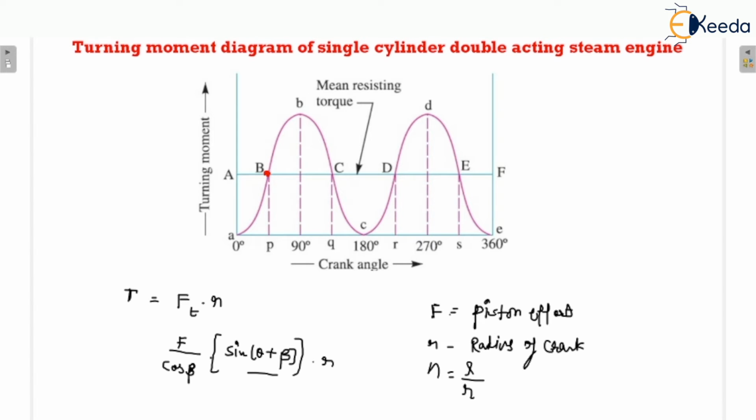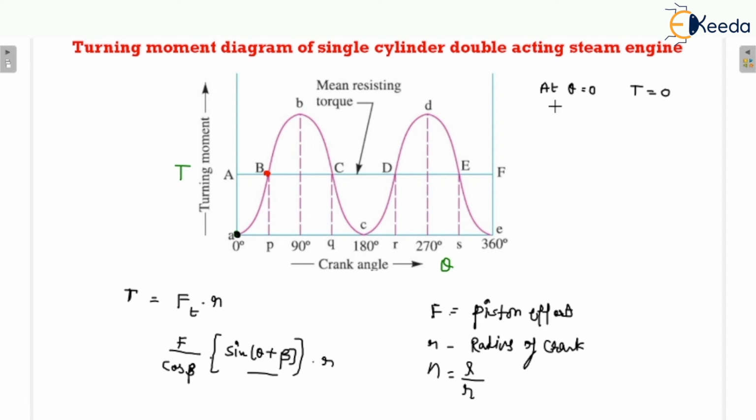Now we need to understand the diagram carefully. This is the turning moment T, and this is the crank angle theta. Here you can see the turning moment is 0 when the crank angle is 0. So at theta equal to 0, the turning moment is 0.